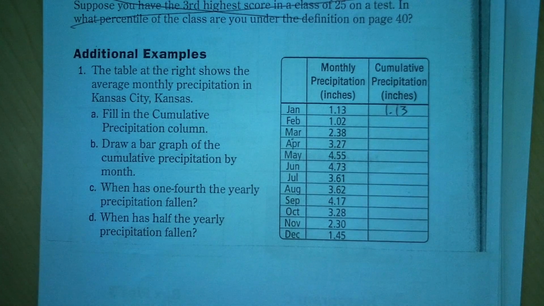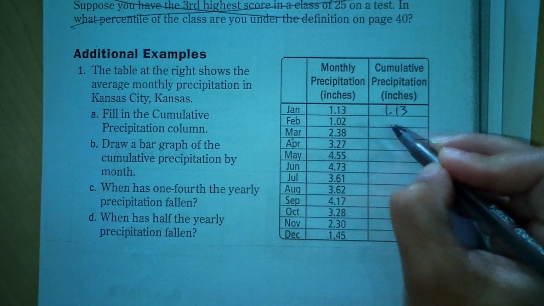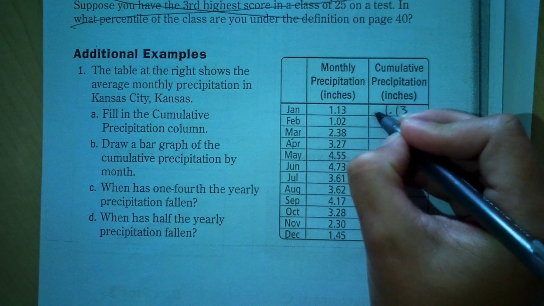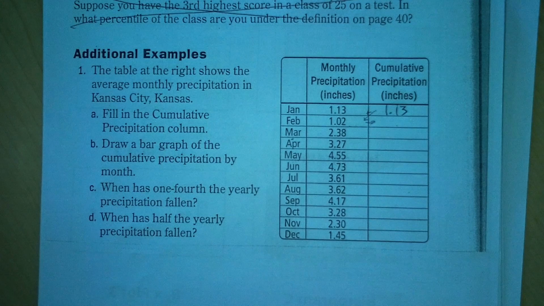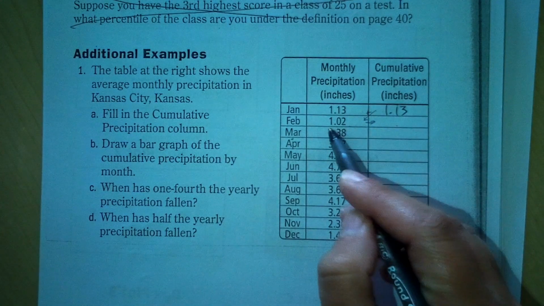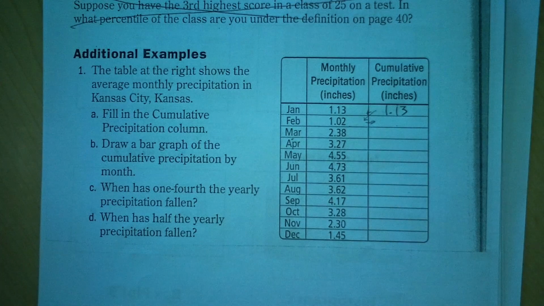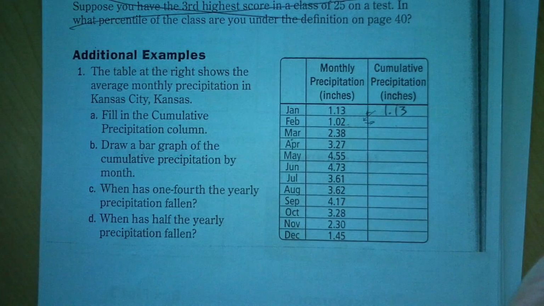Then what we do for the next month is we take whatever that value was, we add it to this value, and that gives us this one. So basically that one added with that one gives us that one. So if we took 1.13 and added 1.02 to it, what do we get there? Taking that one plus that one, 2.15, right? And then you just continue on with that.